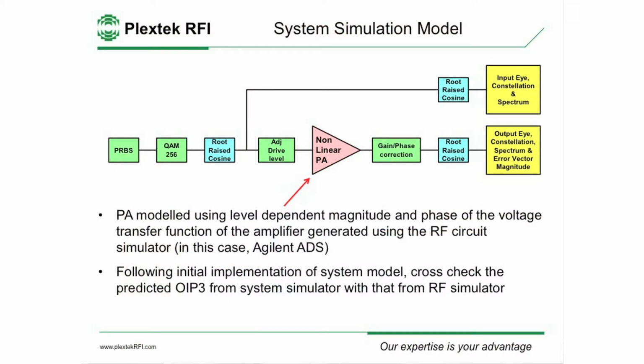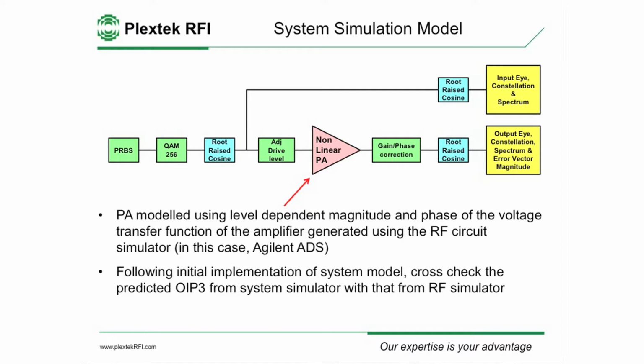Here's the model that we put together. Pseudo-random bit stream developed here. QAM 256 modulation, all in the digital domain here. Root-raised cosine filtering. We have a look here, another root-raised cosine filter in our receiver. And this is what we're putting in. So we can see our eye diagram, our constellation, and our spectrum. And those were all the great uncorrupted plots I showed you earlier.